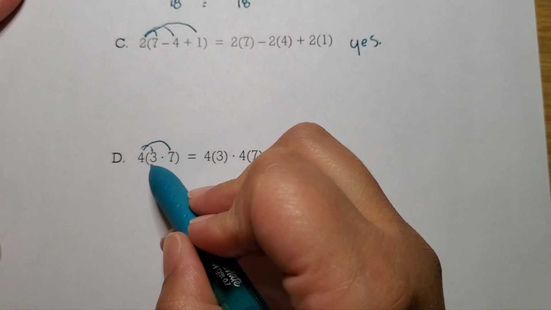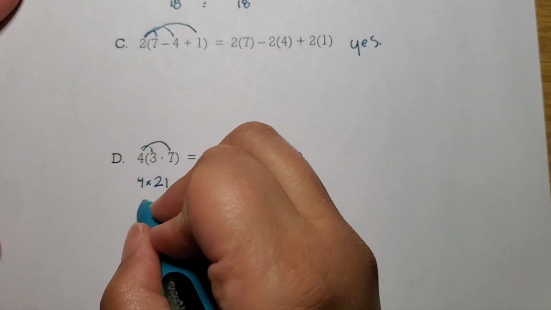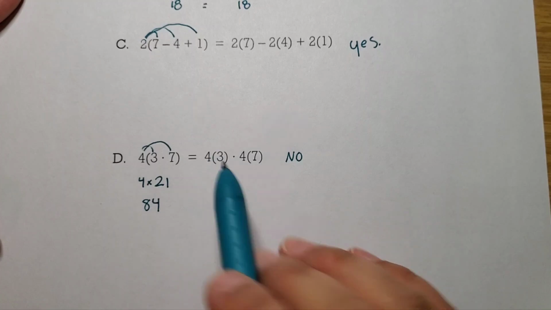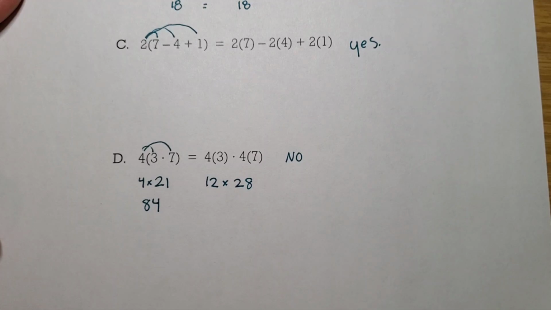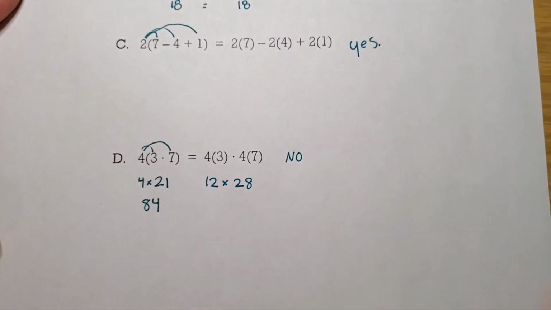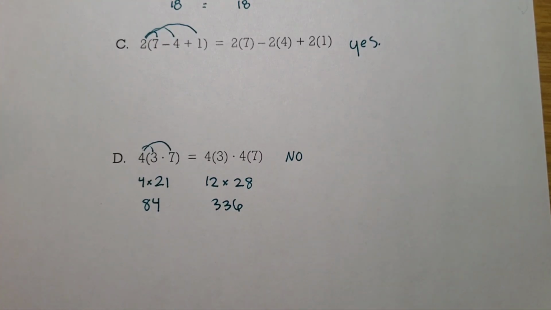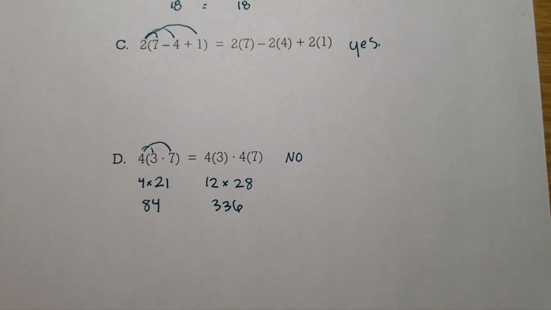Let's check. 3 times 7 is 21, and 21 times 4 is going to be 84. On the right-hand side, 4 times 3 is 12, and 4 times 7 is 28. 12 times 28, bigger than 84, is 336. So this example was a little sneaky one to make sure that what you have in the parentheses needs to be either adding or subtracting if you're going to distribute.